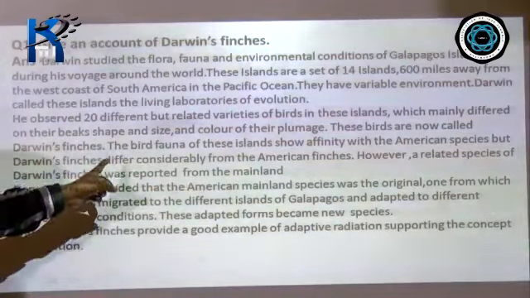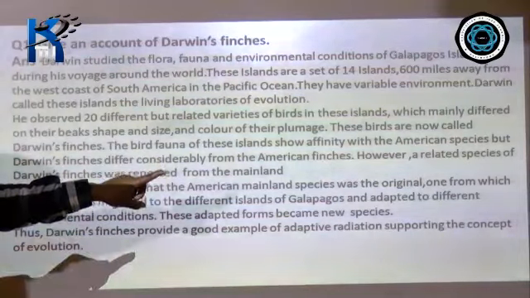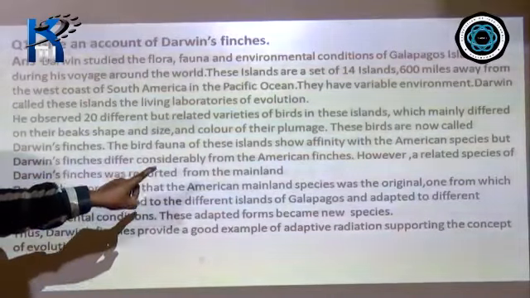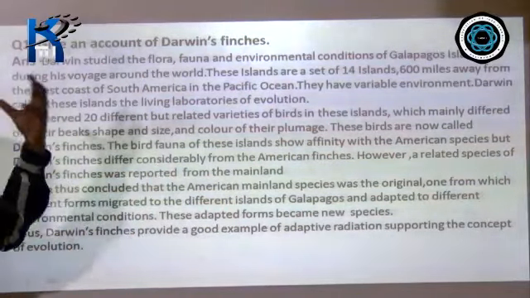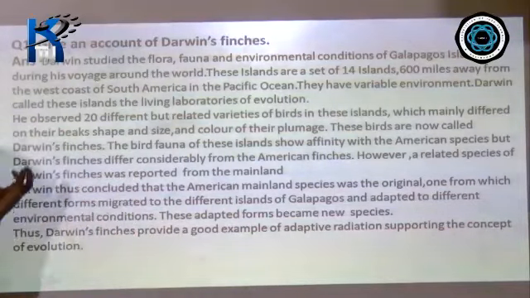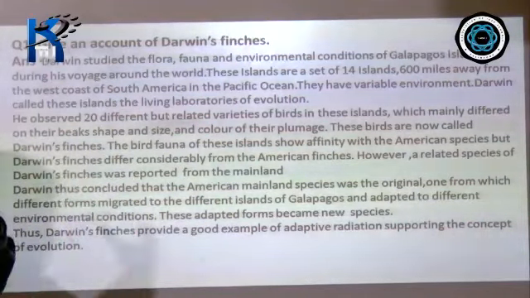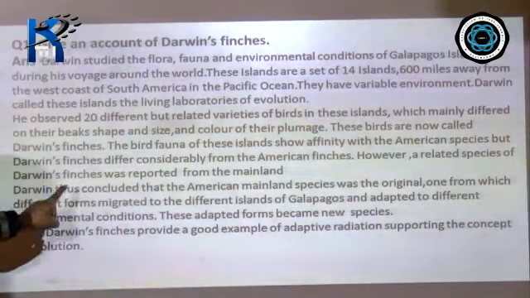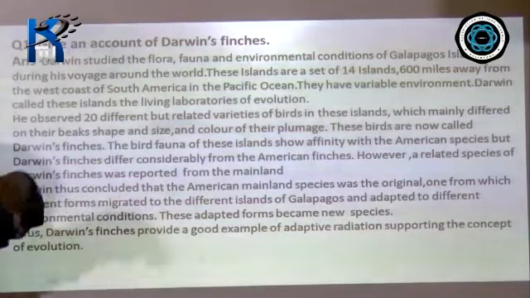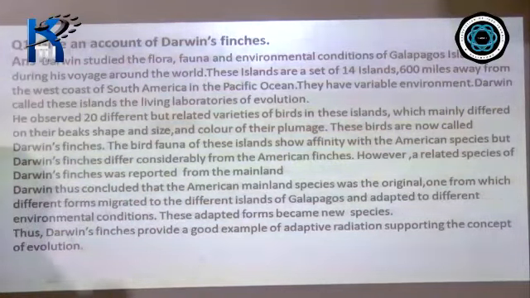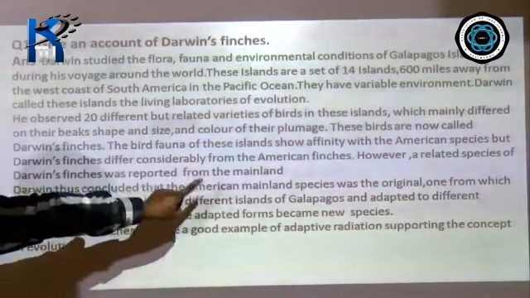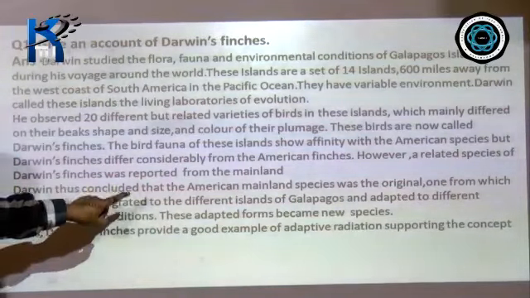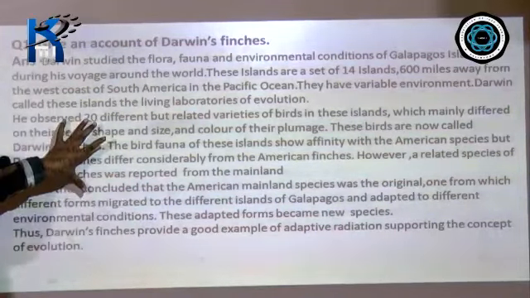Then after that, the bird fauna of this island show affinity with the American species, but Darwin finches differ considerably from the American finches. What you find in the American native land was different from what Darwin observed. However, a related species of Darwin finches was reported from the mainland. That means the same, similar type of bird was observed in the mainland.